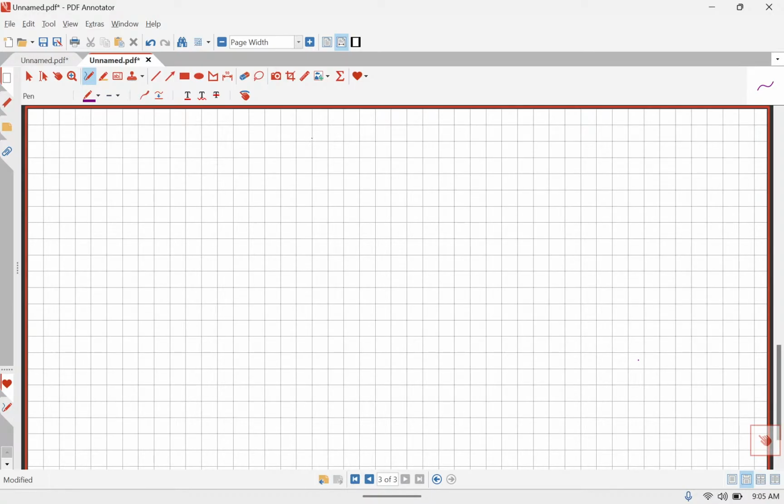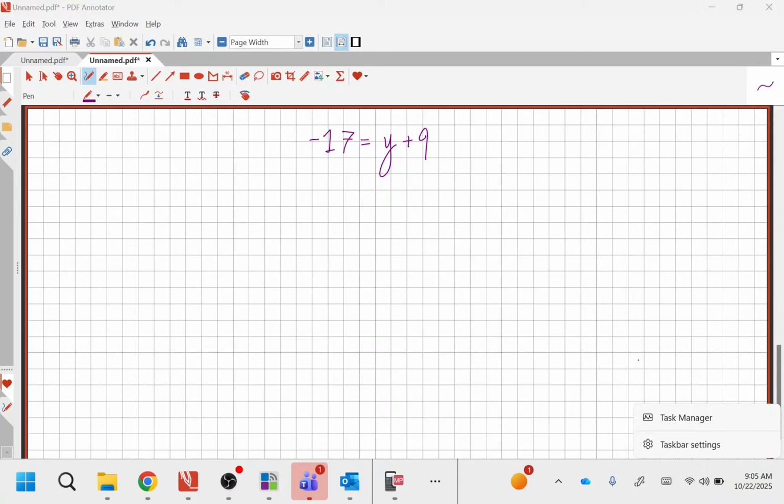So what if I said negative 17 equals y plus 9? We'll put the variables on the other side. I'll tell you guys right now, nothing has changed. I still need to find out what y is. That 9's in the way. I'm going to use opposites and balance to get rid of it and find out what it is. So give it a try, guys.